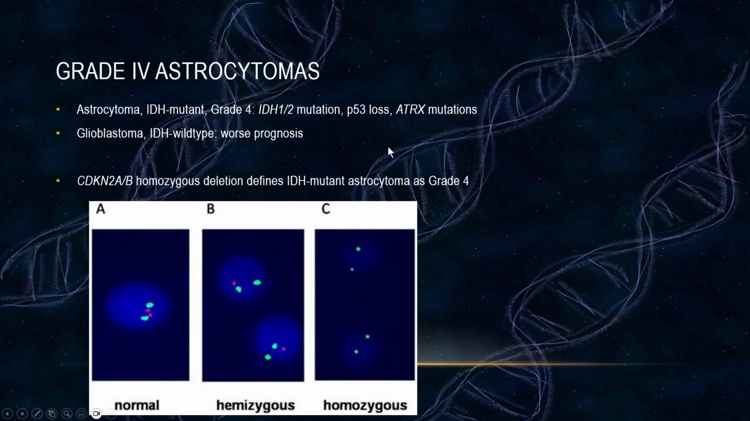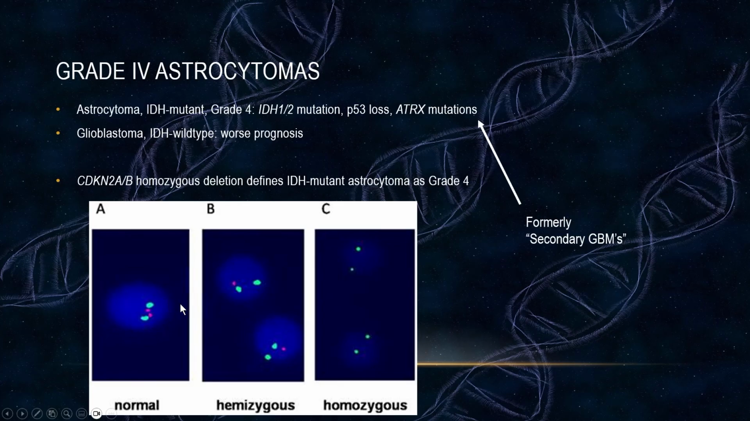So again, a little bit of a summary of that. Specifically in grade 4 astrocytomas, your choices are the IDH mutant grade 4, with a lot of these changes we talked about, and then there's the IDH wild type one, which has a worse prognosis. The mutant one was formerly known as secondary GBM, and the wild type ones were primary, but that's not really used. And when you're in this category of IDH mutants, one of the molecular changes that can upgrade it to grade 4 is if you have CDKN2A or B homozygous deletion.